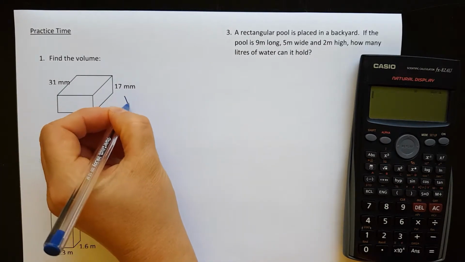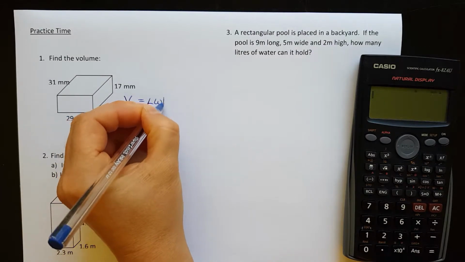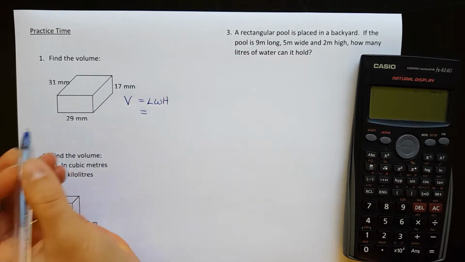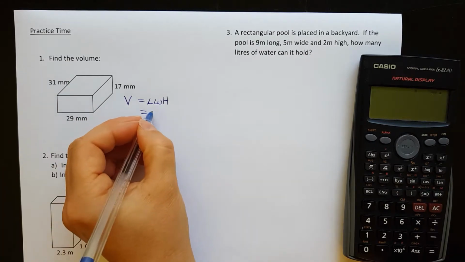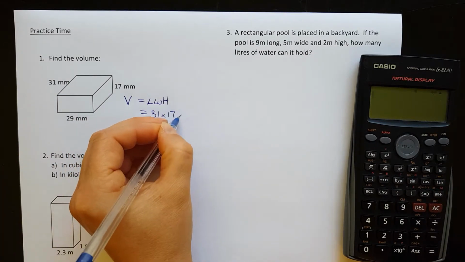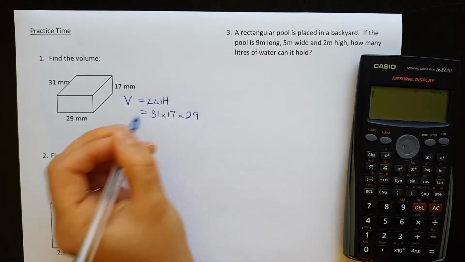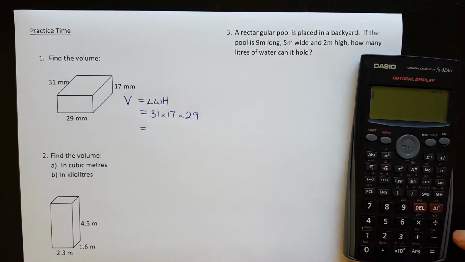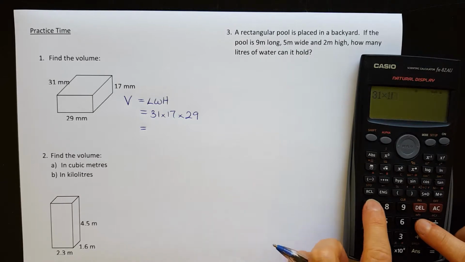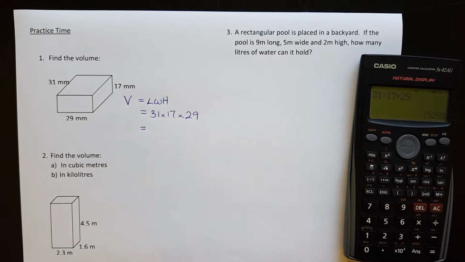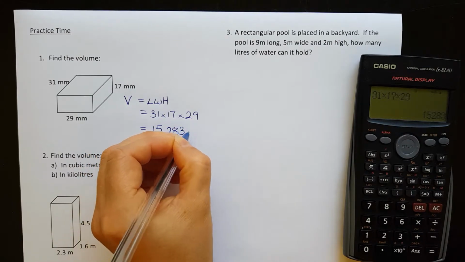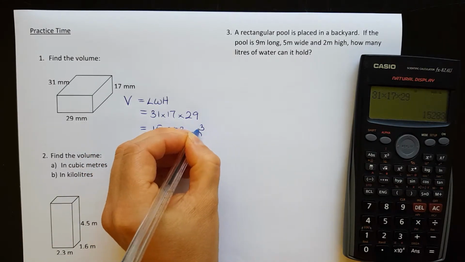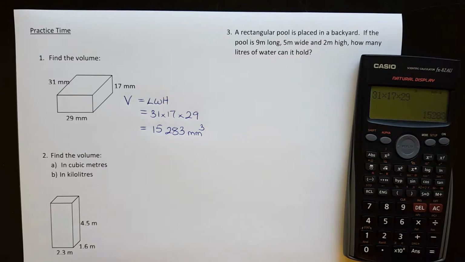So our formula is V equals LWH. Our length, width, and height are these 3 measurements. So 31 times 17 times 29. Using the calculator to multiply those, 15,283 millimeters cubed. Okay, that's done.